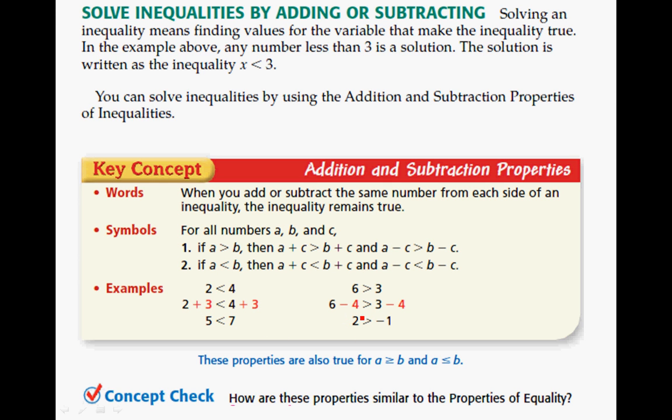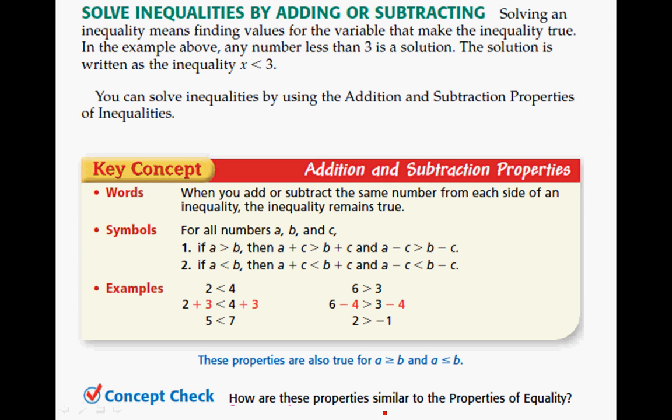The same thing occurs when you subtract the same amount from each side also. If 6 is greater than 3, then 6 minus 4 is 2, and 3 minus 4 is a negative 1. 2 is greater than negative 1, just like 6 is greater than 3. This also works for anything with the greater than or equal sign or the less than or equal sign.